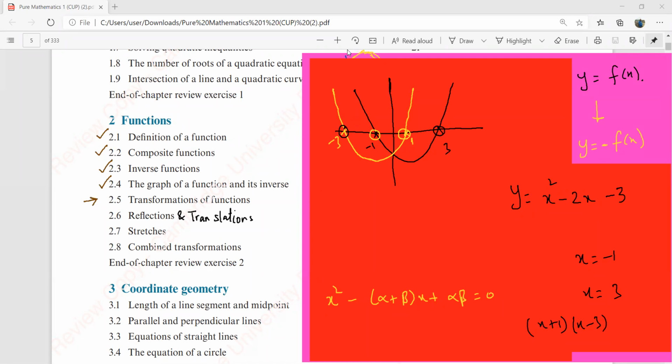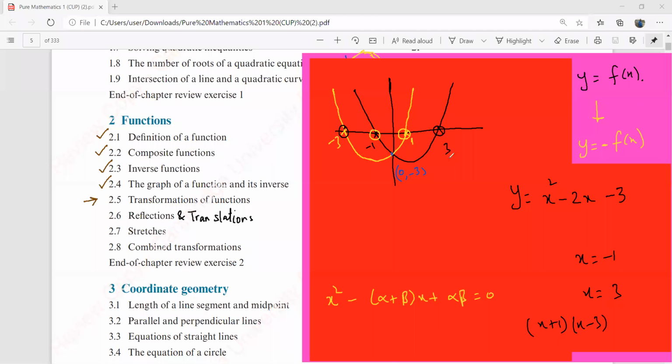What is happening over here? Let me write down this point's coordinates here. This point is 0, minus 3. What is happening, students? What has happened to the black curve? How is this black curve being transformed? This has been reflected. This is basically reflected in the y-axis.